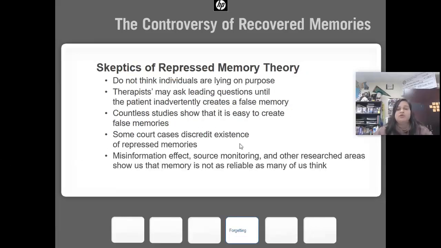Whereas the people who are skeptical of repressed memory theory don't think people are lying on purpose, but they do think that therapists may be asking leading questions and that causes the formation of a false memory. Countless studies show how easy it is to create false memories. Some court cases even discredit the existence of repressed memories. And the misinformation effect, source monitoring, and other research areas show us that memory is not as reliable as many of us think. So it is definitely unreliable.